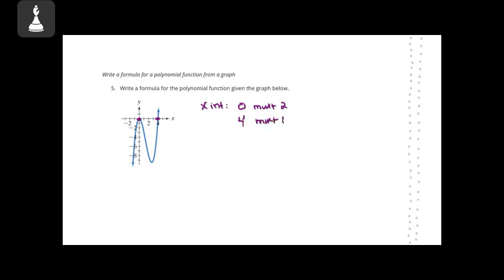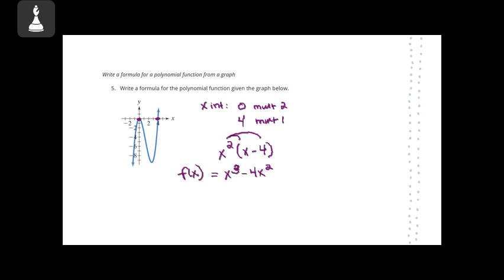So what that means is anytime an x-intercept is 0, it's a factor of x, but this is happening twice. And then we also have a root of 4, which is a factor of x minus 4. So if I multiply these back out, I'm going to get x cubed minus 4x squared is going to be my function here.